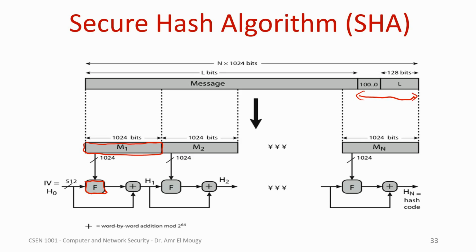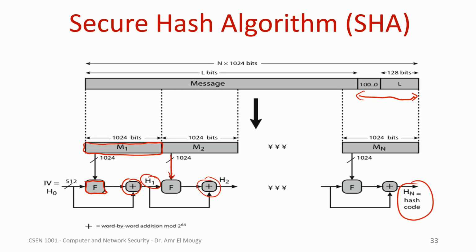So you feed the initial value together with the first block M1. Out comes a value that you add, modulo 2 to the power 64, with the input, and this becomes the input to the next stage, H1, together with M2. The output is modulo added to become the output of the next stage, and this is fed as input to the next stage, and so on, until you end up with the hash code of this message. Again, how many stages do you have? As many as you need to hash the entire message. So the number of stages depends on the size of the message.